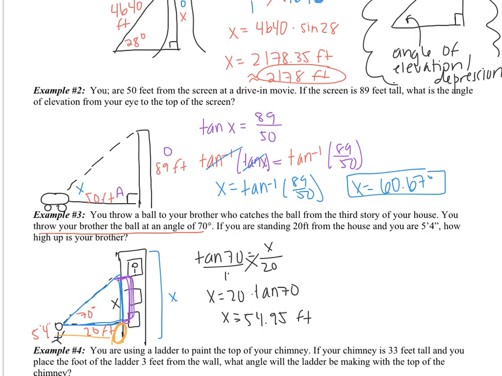That part right there is the 5 feet 4 inches. So what I need to do is take my 54.95 feet and add 5 feet 4 inches. Now 5 feet 4 inches is 5 feet, and 4 inches is 4 out of 12 feet. So in my calculator, I'm going to do 54.95, add 5 feet, and then add 4 out of 12 feet. 4 inches is 1/3 of a foot. When I do all of that, I'm told that my brother is 60.28 feet above the ground.